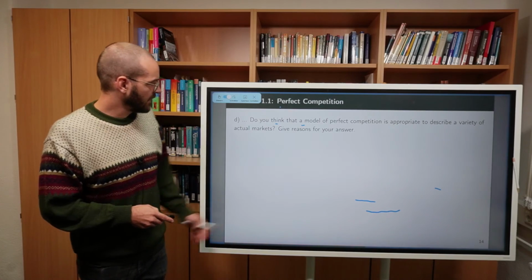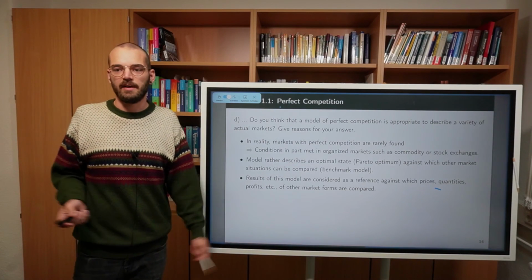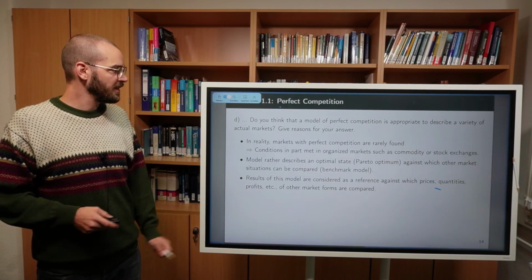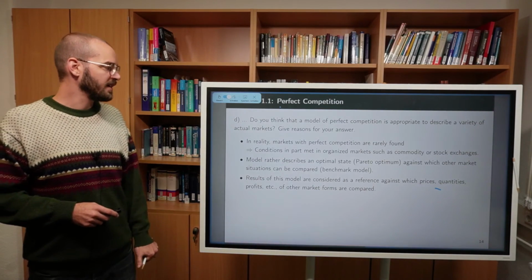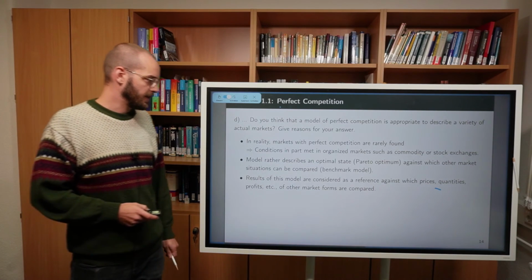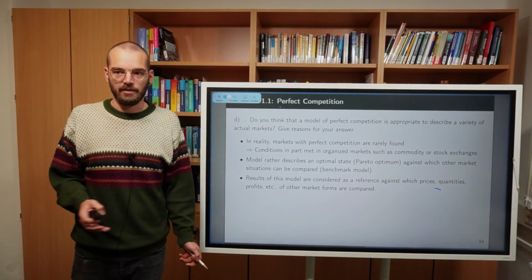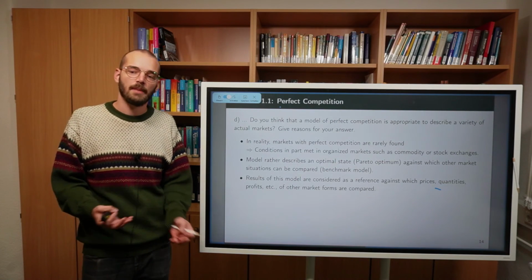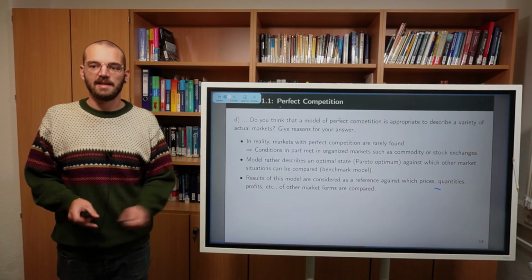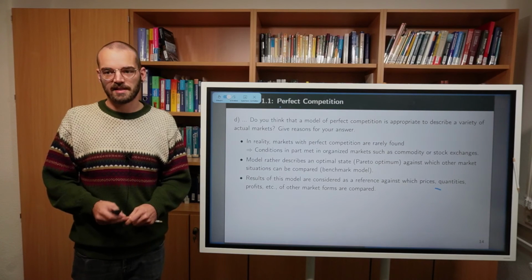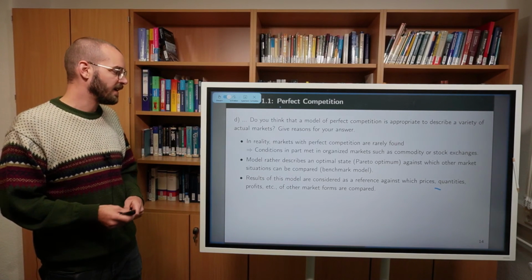All right. Now we are to discuss whether or not these assumptions are anywhere close to reality. So we are asked, do you think that a model of perfect competition is appropriate to describe a variety of actual markets? And we are asked to give reasons for our answer. Well, we could start with: in reality, markets with perfect competition are rarely found. Just think about any market that you can come up with. It should be quite hard to actually think of a market that ticks all of the boxes, that actually meets all these strict assumptions that we were just analyzing.